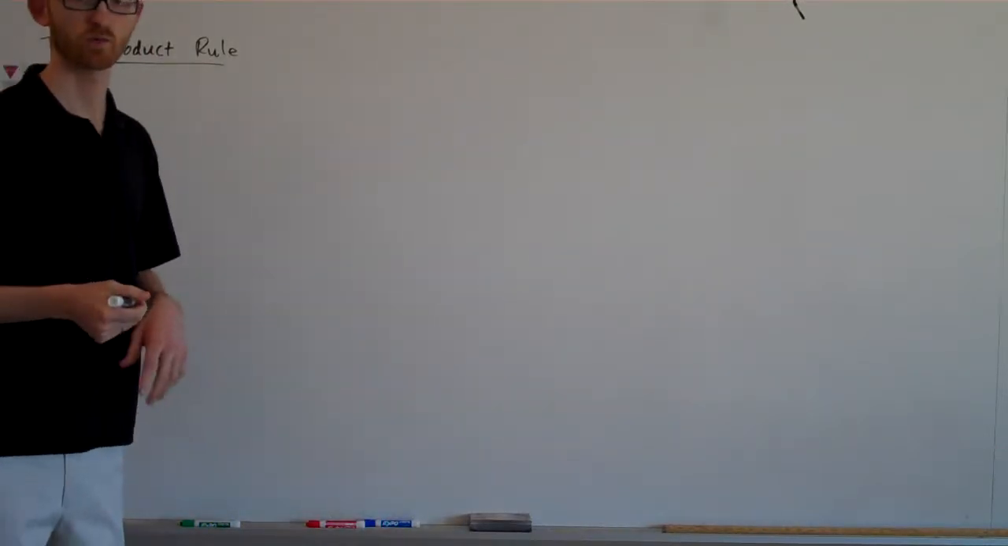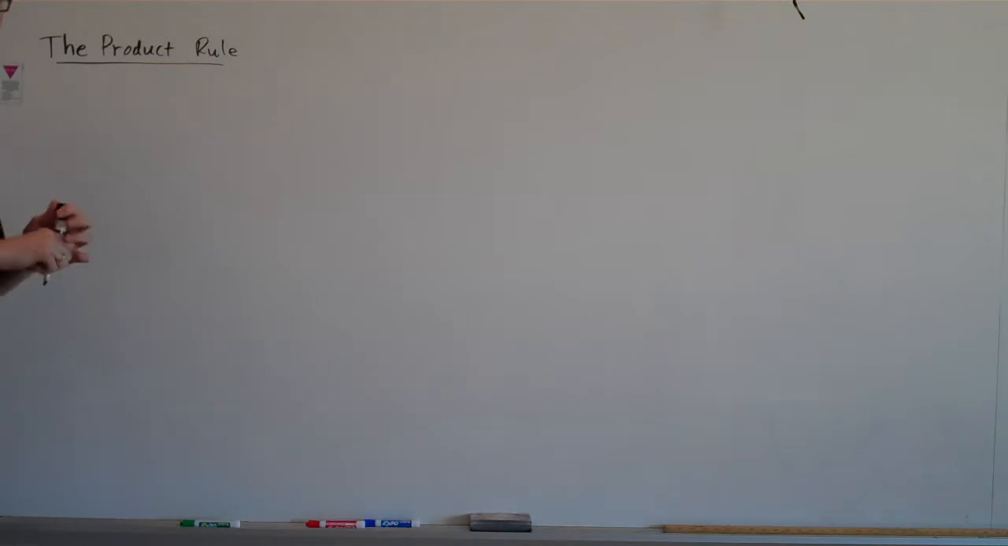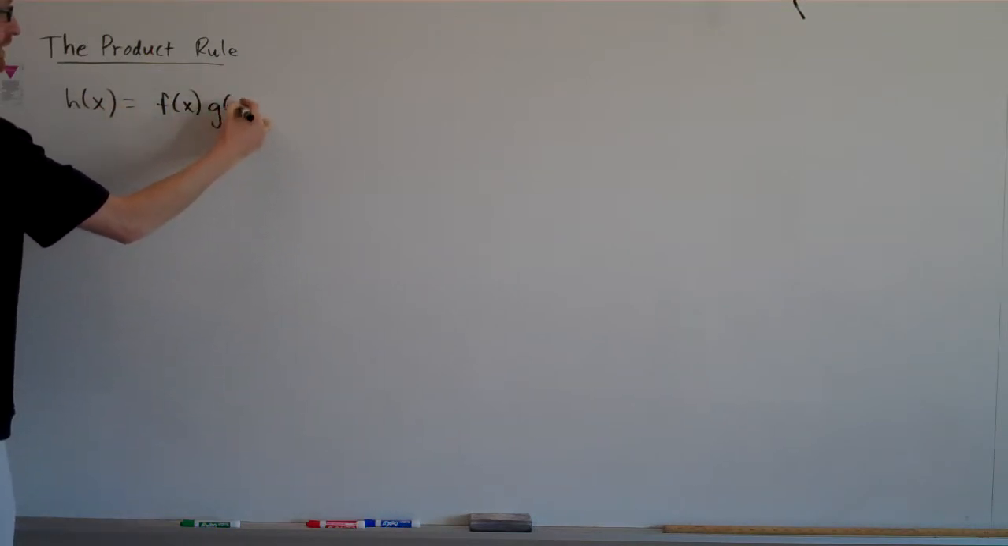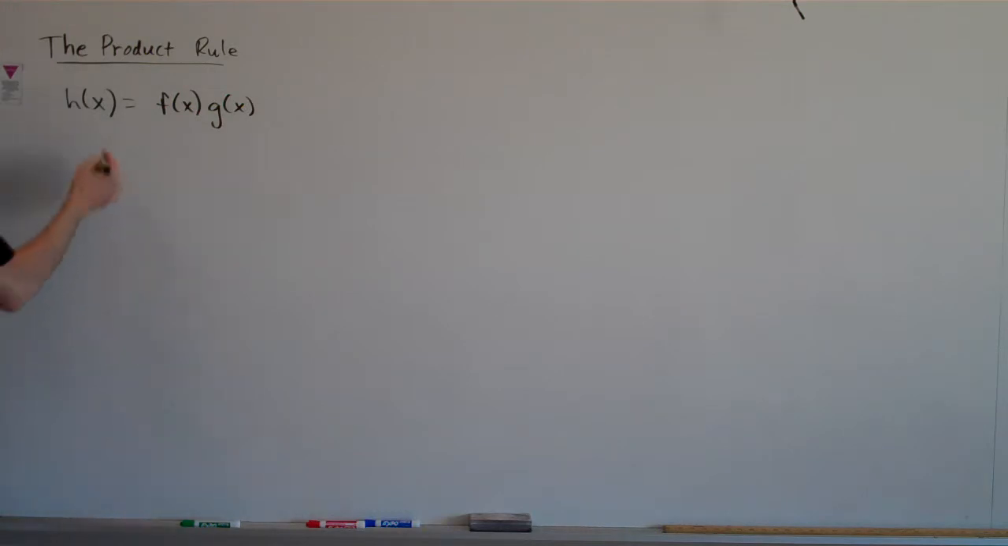Hello, in this lesson we'll be talking about the product rule for derivatives. So the goal is the following: we have some function h of x made up of f of x times g of x. Our goal is to find the derivative of this. In other words, h prime of x is equal to something, and our goal is to discover this.